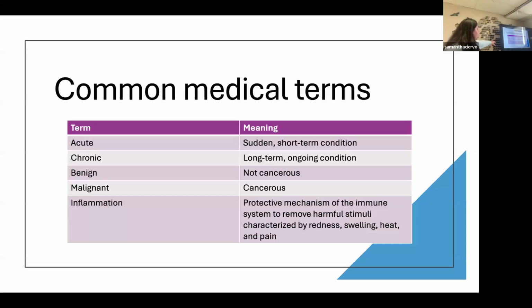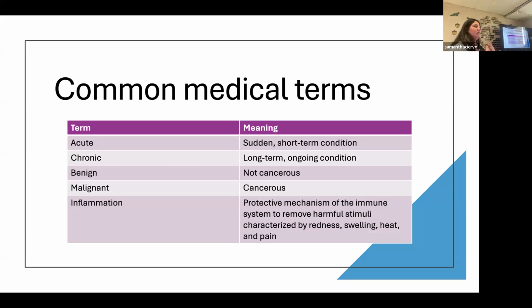And then we're going to talk about inflammation. We hear inflammation every day. Everyone's talking about inflammation nowadays. So what is inflammation? Does anyone want to tell me what they think inflammation is? Okay. So we're hearing swollen. Anything else?